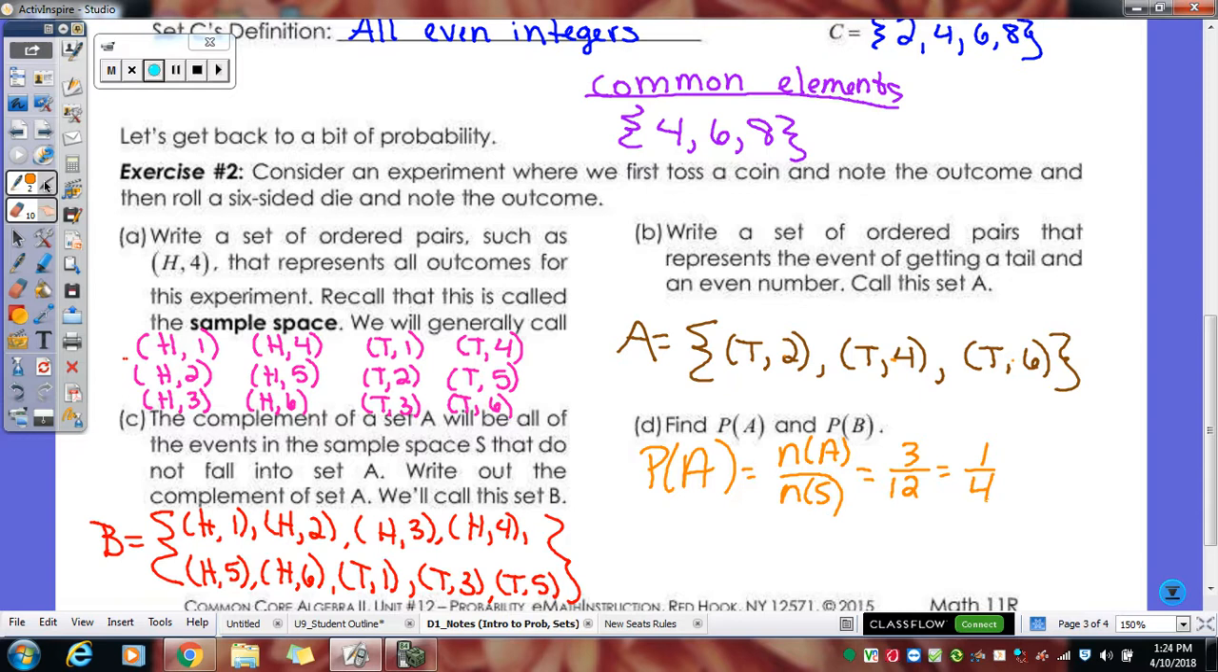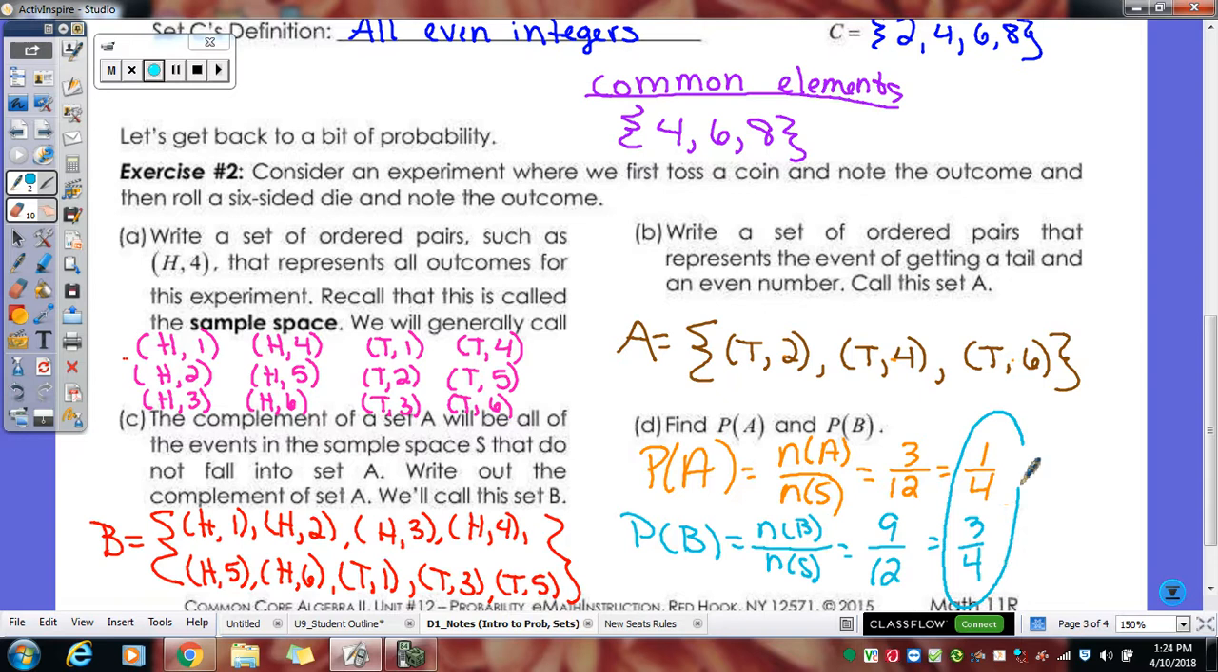The probability of B, again, is the number in set B over the number in the sample space. So how many groupings did we have in B? 9 out of the whole 12 in the sample space. So that gives us 3/4. What would happen if I added these together? You get one whole.